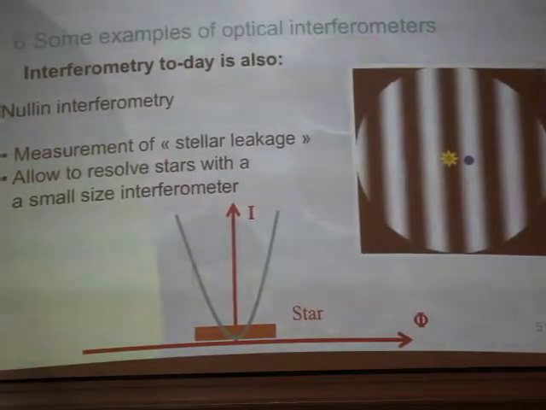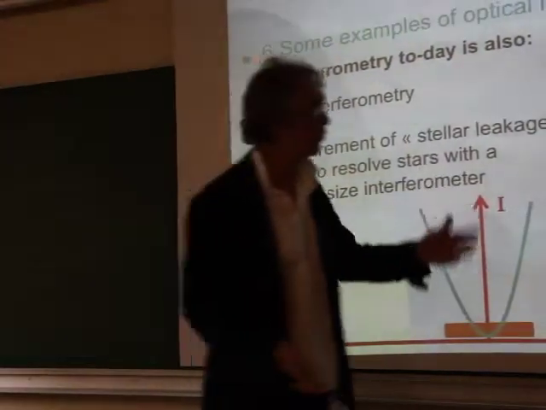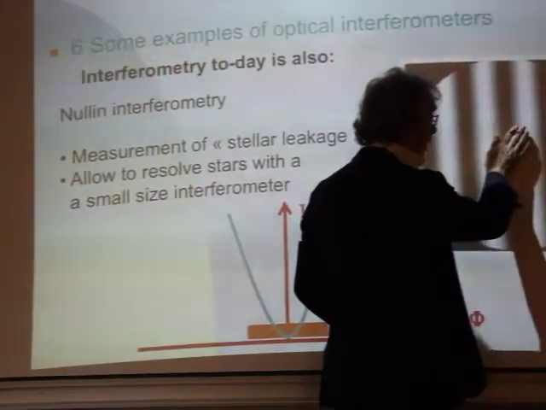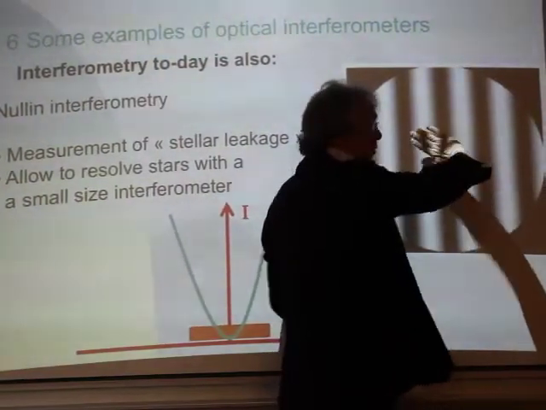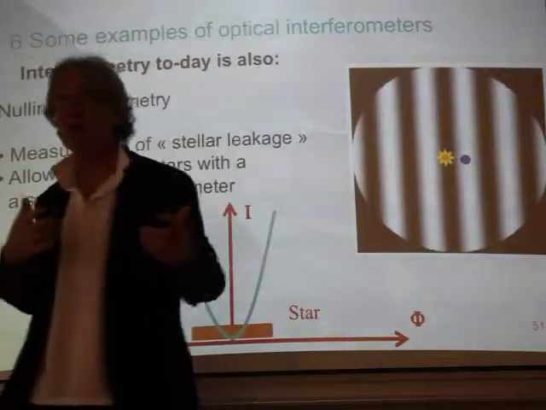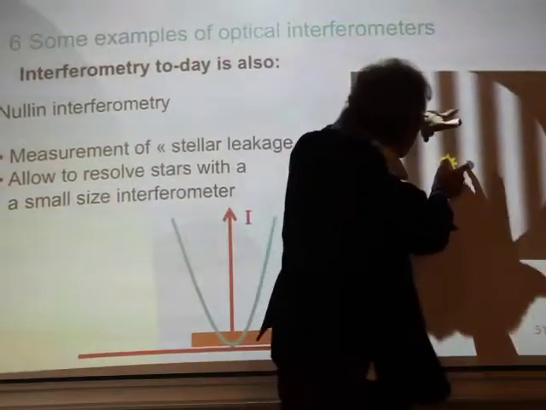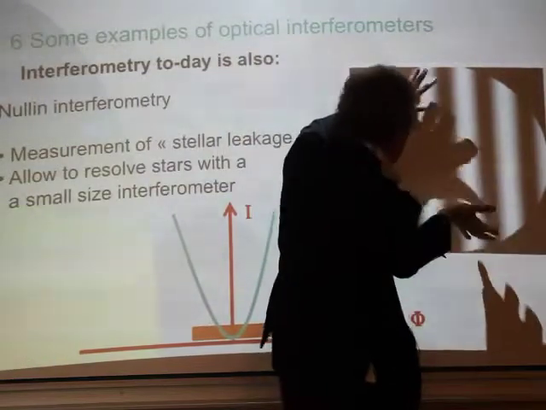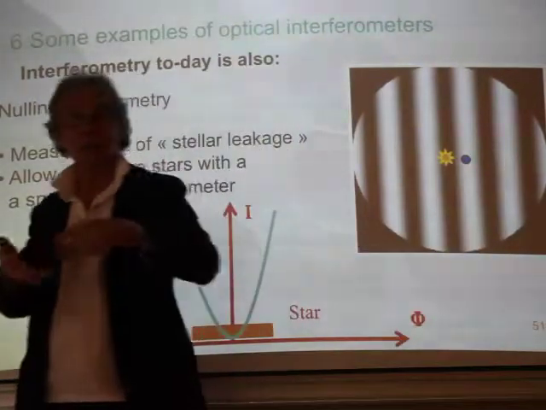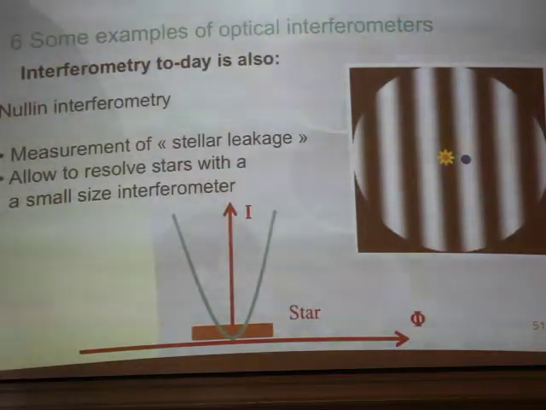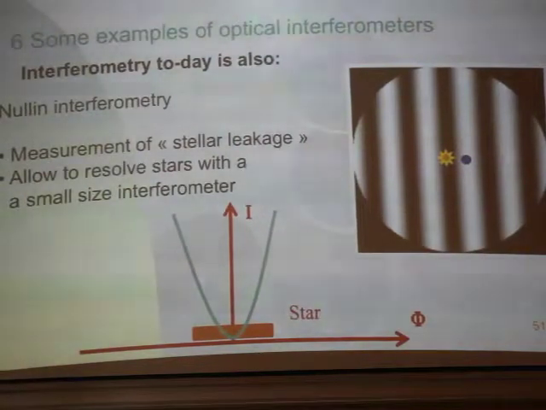Now to make sure that it's a real planet that I have detected, what you can do is let your screen with the two holes rotate in one direction or the other. In that case, the companion will not move, just the fringes will move. So you agree, if everything moves around the companion, in the recorded intensity you will see a modulation. And if you see the modulation, you can say, okay, I have probably detected something. So it's a technique which is being used.